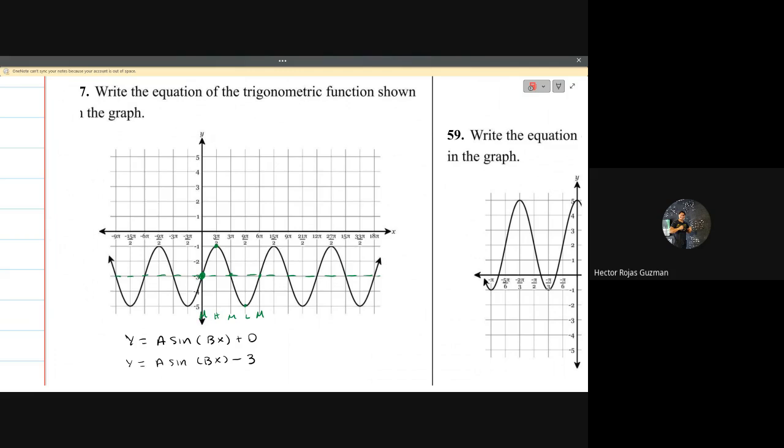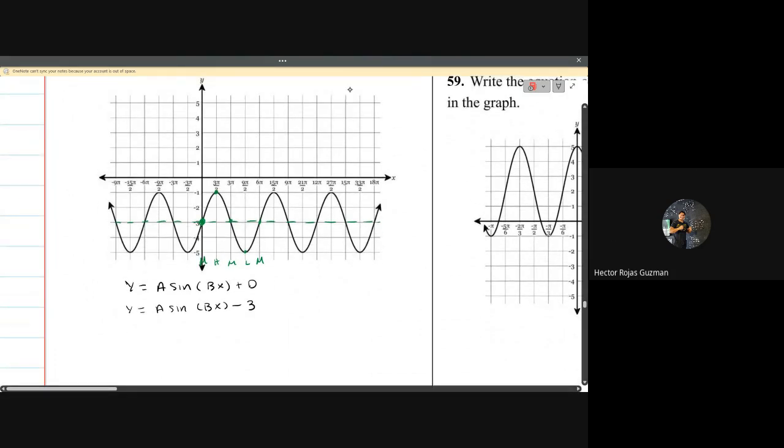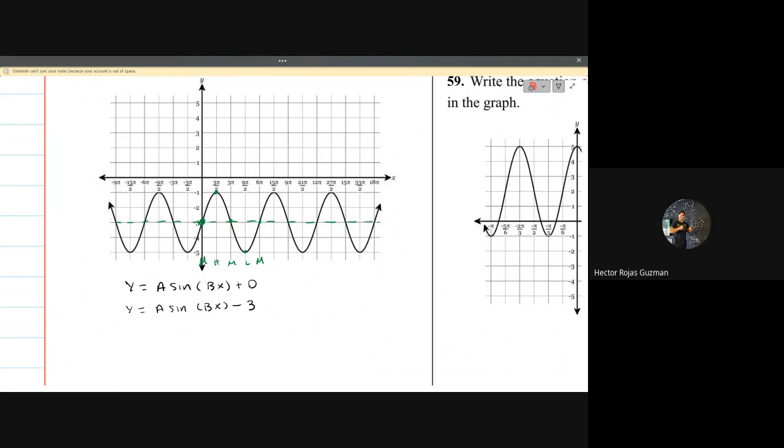All right, so where did we leave off? I found my midline, which was -3. I can also easily find the amplitude just by knowing how to count. 1, 2. Look at that. 2 units up. And it should be the same thing for the low point. 1, 2. So my amplitude is 2. 2 sine of bx minus 3. The tricky part, finding the period, or finding b.